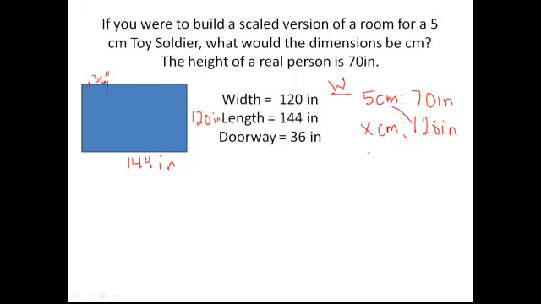So I have 5 times 120, which is 600. And I'm going to set that equal to the cross product here, 70 times x, which is 70x. To solve, I need to divide both sides by 70 in order to make this 1x. So in the end, x is going to equal 8.57 centimeters. The next one that we're going to deal with is the length. So we're going to use that exact same ratio to start with.